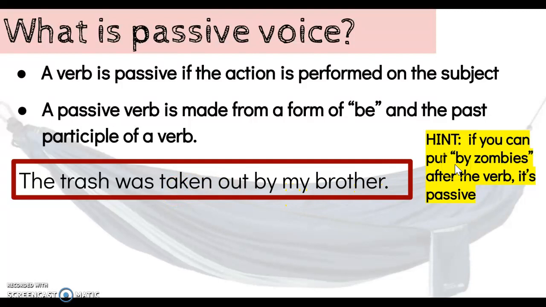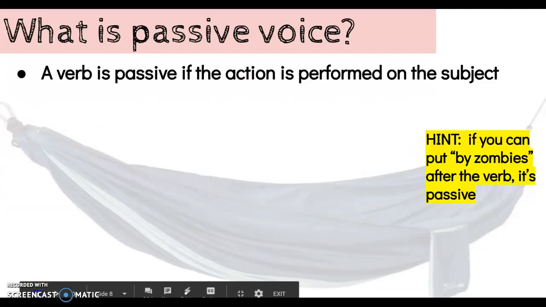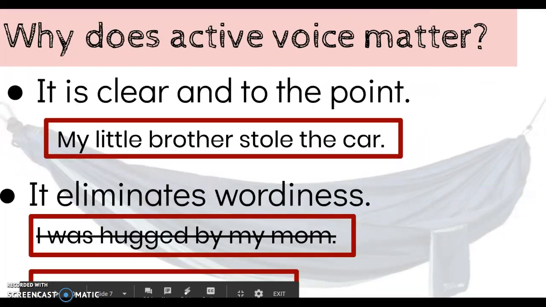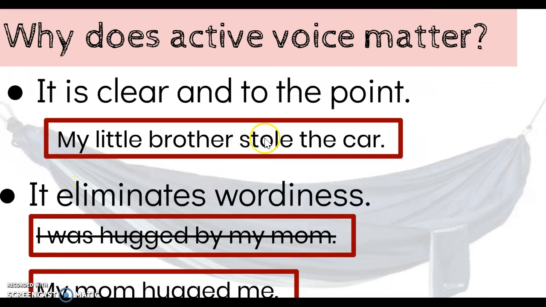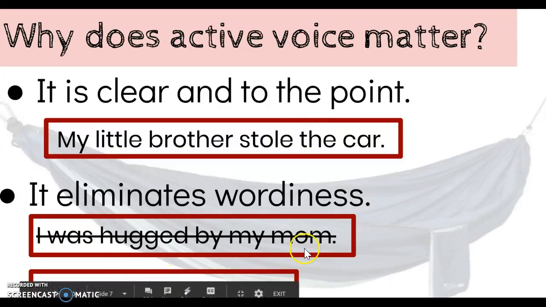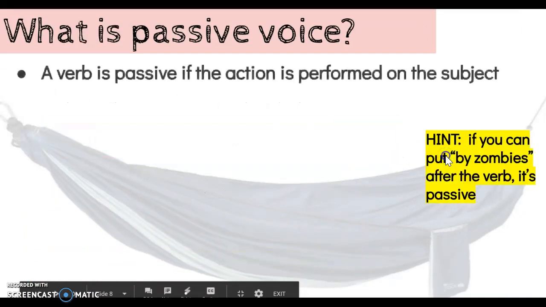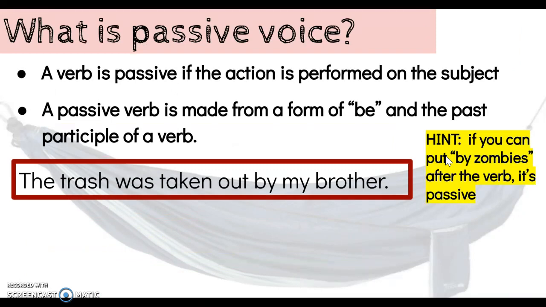A funny hint or another way to think about whether your verb is in passive voice: if you could put "by zombies" after the verb, then it's passive. The trash was taken out by zombies. Let's go back and look at our active sentences here. If I said "my little brother stole by zombies," that doesn't work here. "My mom hugged by zombies," that doesn't work. "I was hugged by zombies" does work.